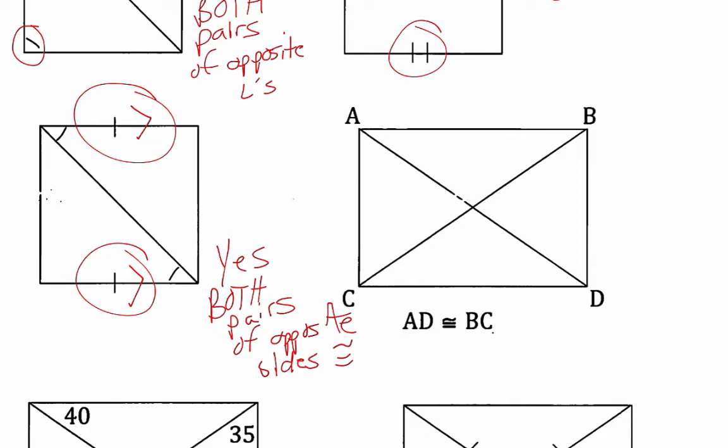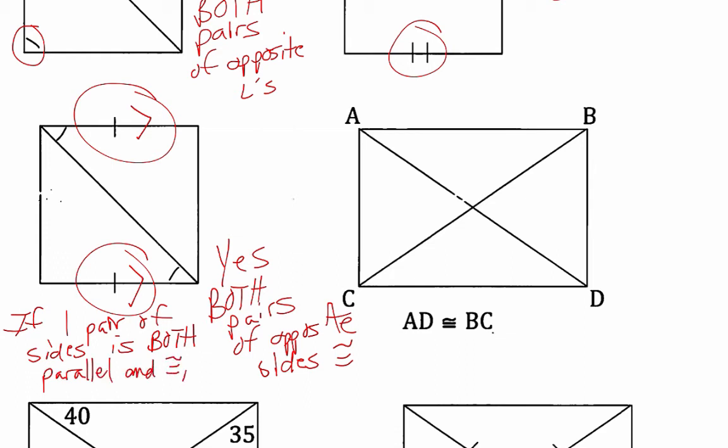So from here on out, we're going to add one thing to our list. We're going to say if one pair of sides is, here's that key word, both parallel and congruent, then it's a parallelogram. And I'm going to use this symbol for parallelogram. So this reason would be okay. Both sides opposite were congruent, but it took a lot of work to get that. In the future, if you notice that you have one pair of sides that's parallel and congruent at the same time, that's enough to say yes. So keep that in mind and add that to your list.